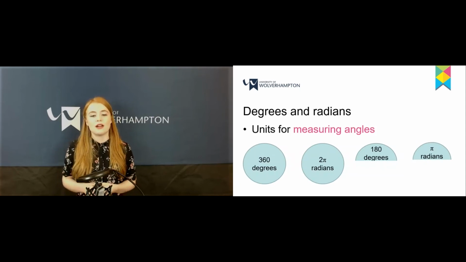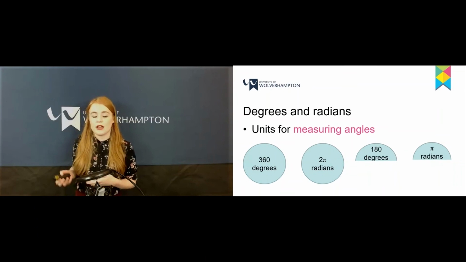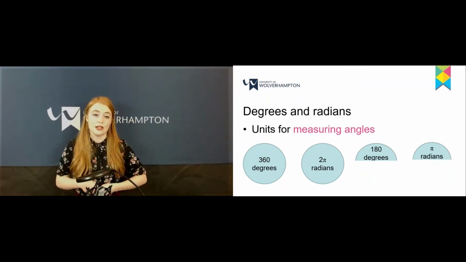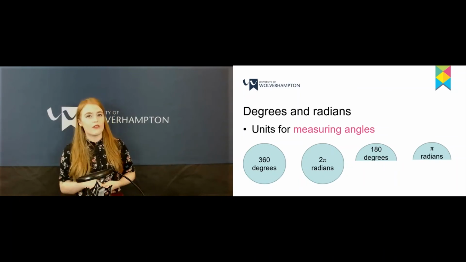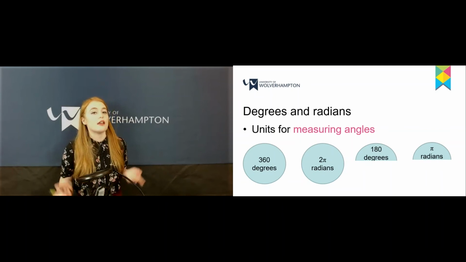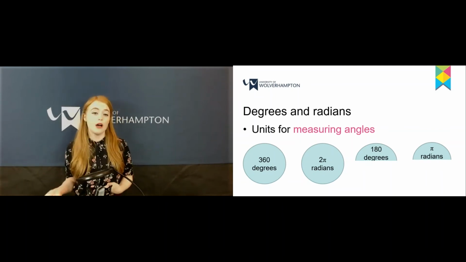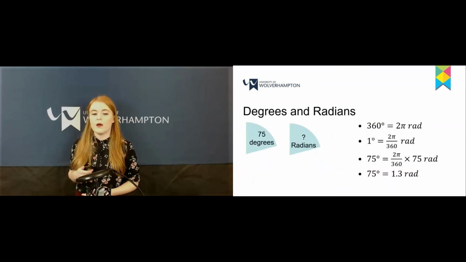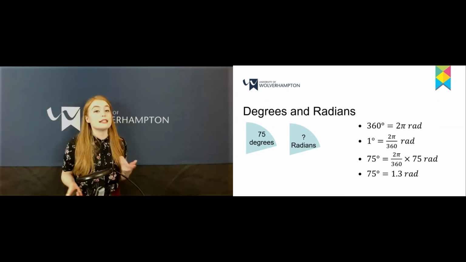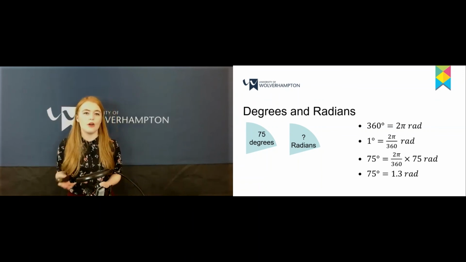So, degrees and radians. You're probably very familiar with degrees for measuring angles, and we know that in a circle there are 360 degrees. But in a circle there are also 2 pi radians, which means that in half of the circle there is 180 degrees or pi radians. But what if we had a bit of a weird one? What if we had 75 degrees and we wanted to find out how many radians that was?